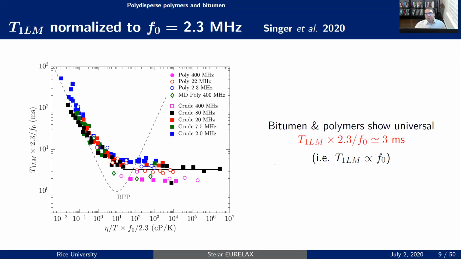Another way to plot these crude oils and polymers is to normalize the y-axis by frequency, basically divide by F0 and multiply the x-axis by F0. What that does is it collapses the data pretty much onto some universal curve. And we can characterize this plateau here. These lines, by the way, were just a guide for the eye. They're the average of the data. It's around 3 milliseconds. So basically at 2.3 megahertz, T1 log mean is 3 milliseconds. At 20 megahertz, it's 30 milliseconds, etc. So that's the T1 log means.